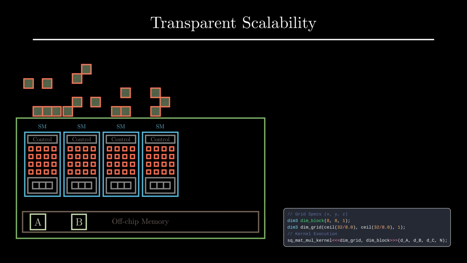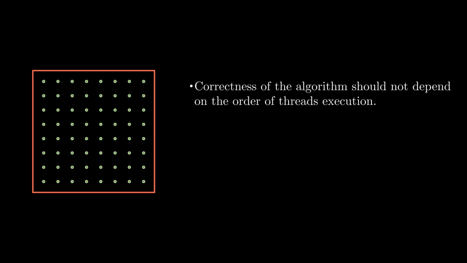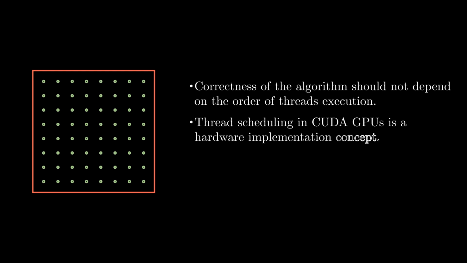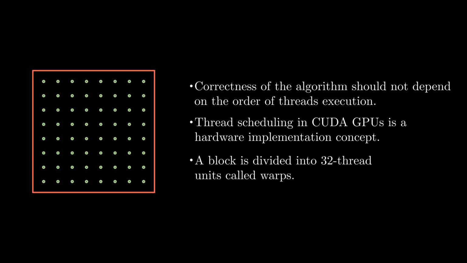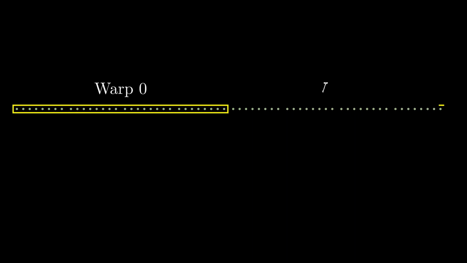So far, we have focused on how a grid of blocks is executed by multiple SMs. Let's now see how each block is executed within an individual SM. Conceptually, the programmer should assume the threads in a block can execute in any order, and the correctness of the algorithm should not depend on the order in which the threads are executed. Thread scheduling in CUDA GPUs is a hardware implementation concept that varies depending on the type of hardware used. In most implementations, once a block is assigned to an SM, it is divided into 32 thread units called warps. For a 2D block like this, threads are linearized using a row major layout, and then the first 32 threads are bundled into warp 0, and the next 32 make warp 1.